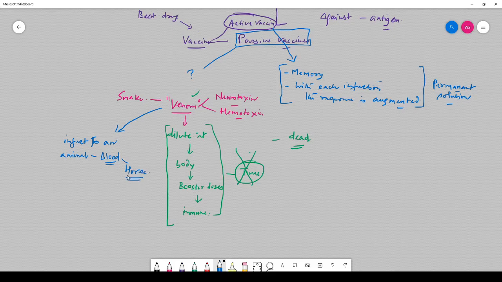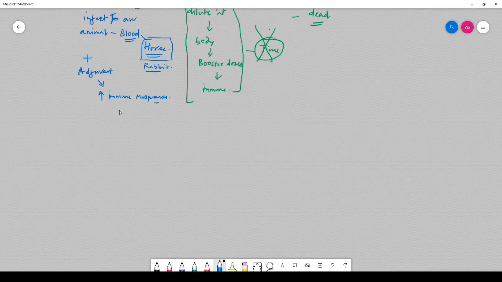If you want to make lots of antibody in the lab, your animal choice would be maybe a rabbit, but commercially, the horse is preferred. So you dilute the venom, inject it into the animal, and then you also add an adjuvant. What is an adjuvant? An adjuvant is something that will increase the immune response. Because it is an animal, the adjuvant that you would use could be Freund's adjuvant.